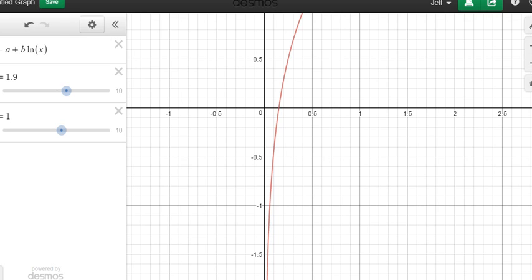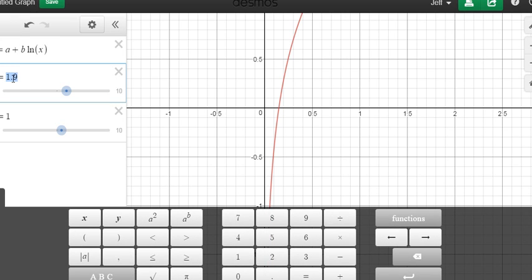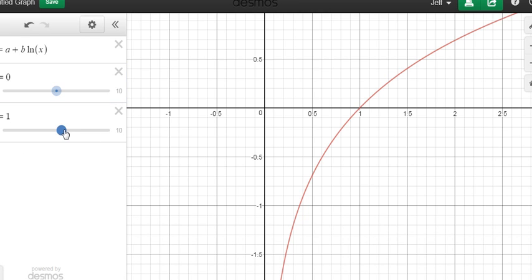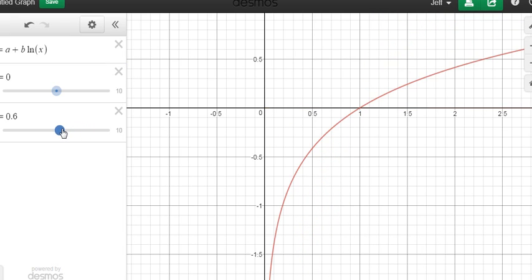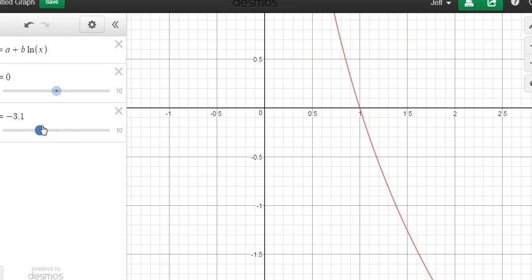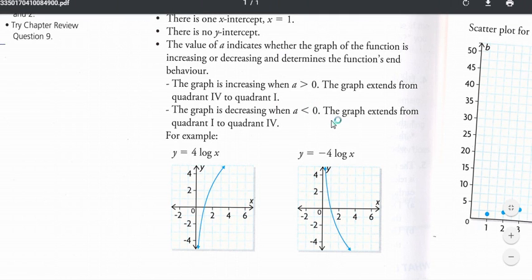If we look at Desmos here, this is what we have. So a here in the book is this parameter right here. If we move this parameter around, you can see how it stretches out. Then if we bring it in towards 0 here, it squishes it up. And when it's negative, it flips it around. So that's how the a value, the value in front here, affects the graph. Okay, questions, or are you still good?